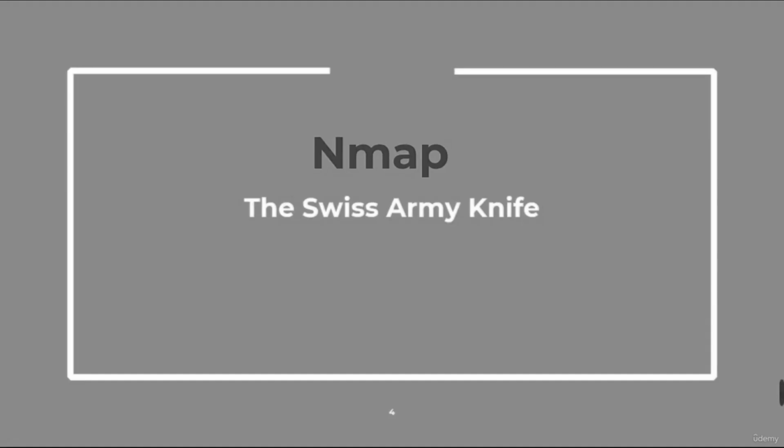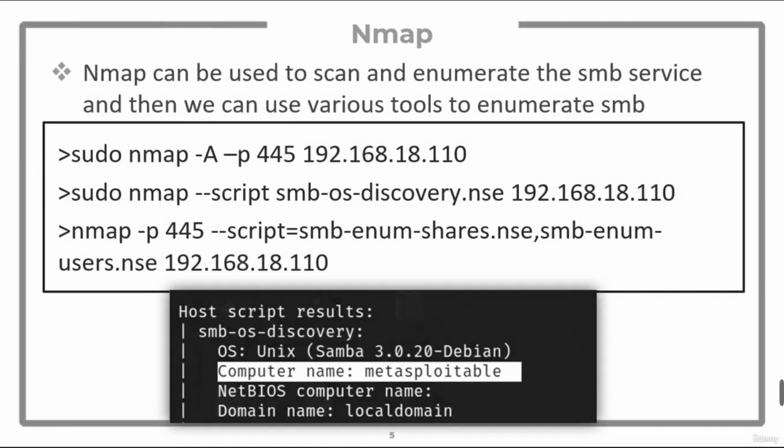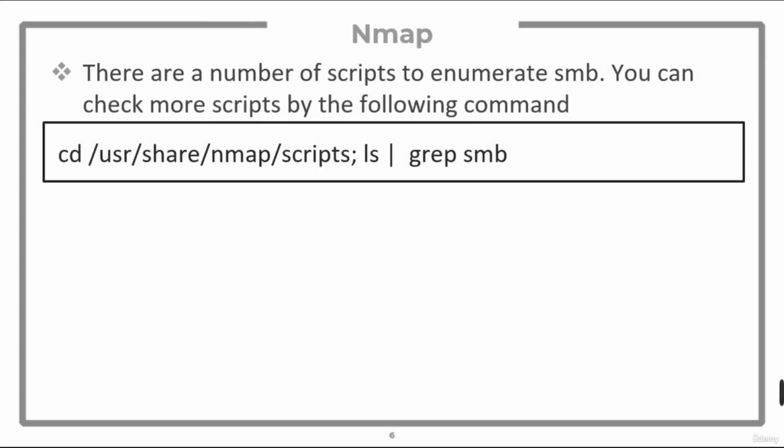So the first tool is nmap. Nmap can be used to scan and enumerate the SMB service, and then we can use various other tools to enumerate SMB further. You can check the version of SMB with the -sV flag or -A flag, and then you can use scripts like SMB OS Discovery or SMB Enum Shares. There are a number of scripts available in nmap to enumerate SMB. You can check more scripts with the given command.